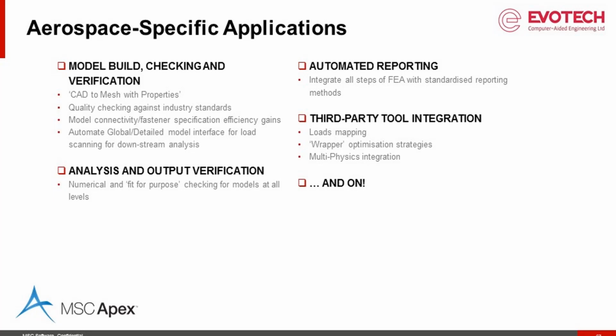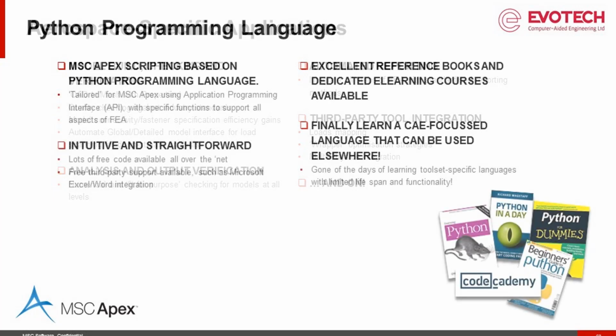And then we've got third-party tool integration, so loads mapping between different tools, for example, wrapper optimization strategy, so again touching on the parametric model definition I spoke on the previous slide, multi-physics integration, and then on we've got many different examples of how this can work in an aerospace environment and many other industries as well.